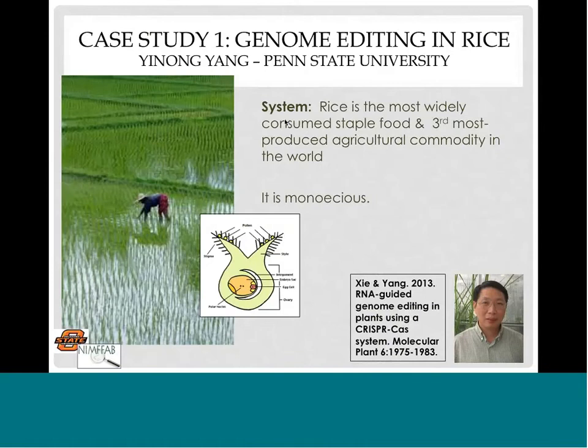And I do want to talk about a case in which genome editing has been fairly successful. I'm going to talk about two different studies that were published by the group of Yinong Yang at Penn State University, and he chose to work on rice, which is the most widely consumed staple food in the world and the third most produced agricultural commodity. Now, rice is monoecious, so that's something to keep in mind.